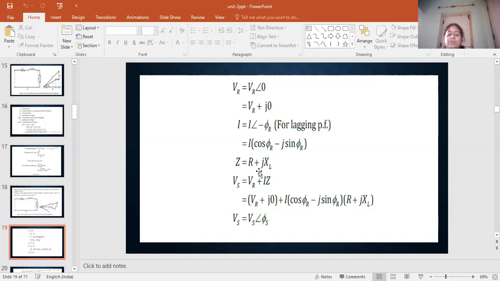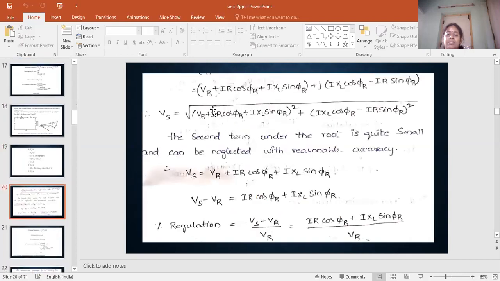So Z equal to R plus jXL, we know the formula, and Vs also at an angle of phi s. Okay, Vs at an angle of phi s, and Vr at an angle of 0, and I at an angle of minus phi R. We can substitute the values here: Vr plus j0 in the place of Vr, I into cos phi R minus j sin phi R, and Z in the place of that, R plus jXL, and we can multiply these equations.